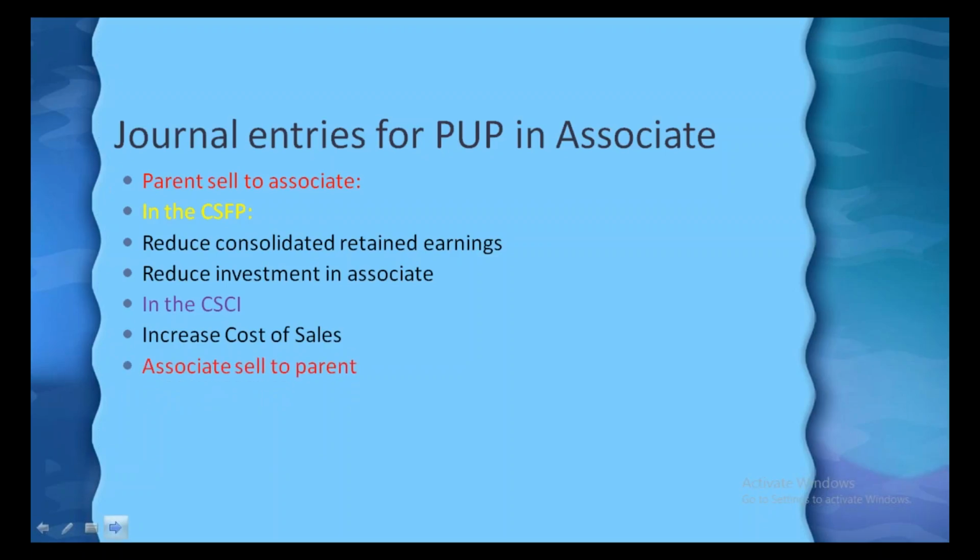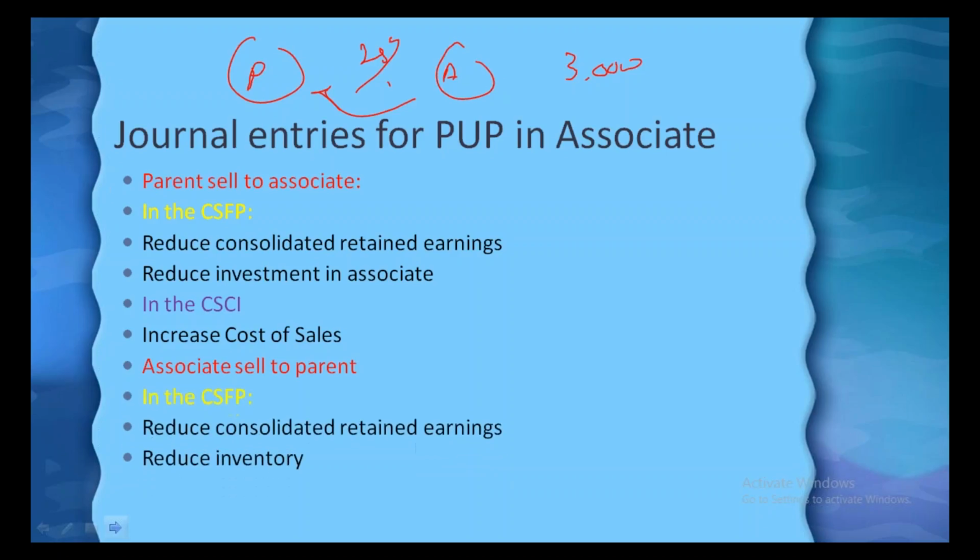Now look at the associate selling to the parent. Here is the parent. Here is the associate. The associate is selling to the parent, and the associate has made a profit of 3,000. And the parent is holding 25% in the associate. In that scenario, you will agree with me, the associate company profits are overstated by 3,000. Right? We don't need to worry about the 3,000. Reduce the consolidated retained earnings.